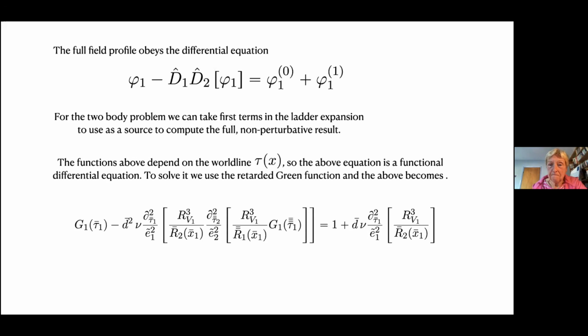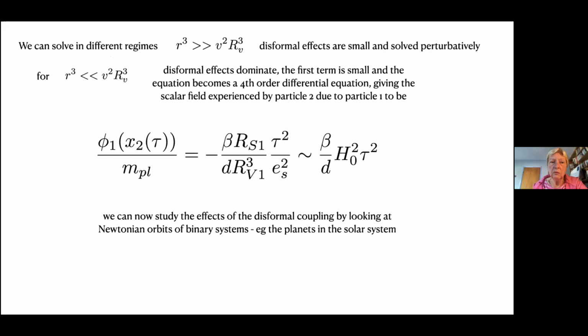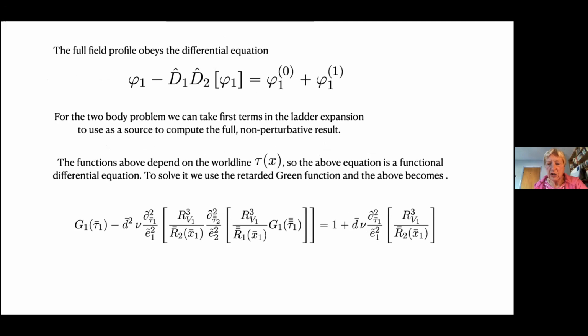But we can then solve in two regimes. When R cubed is much bigger than V squared, RV cubed, the disformal effects are small, and we solve perturbatively. And that we've already done. We can go back to this equation and check that we can pull out the results I had previously at the start.